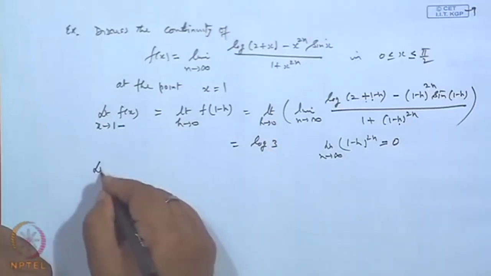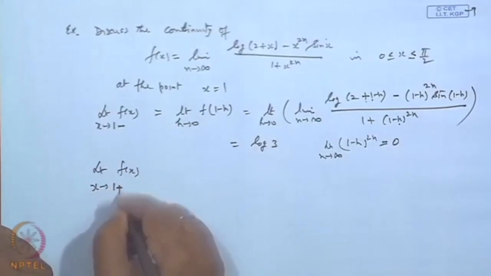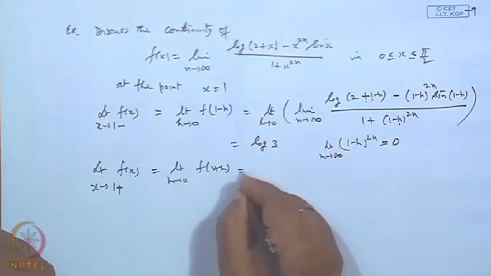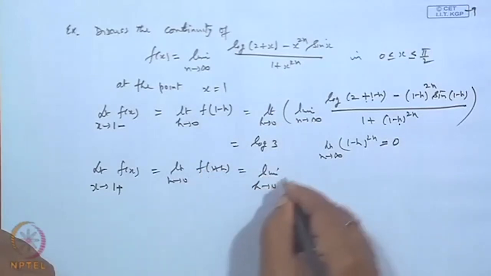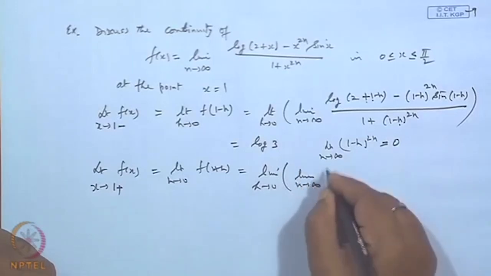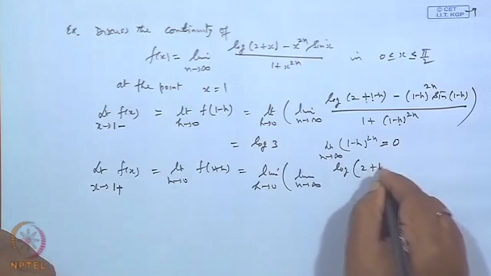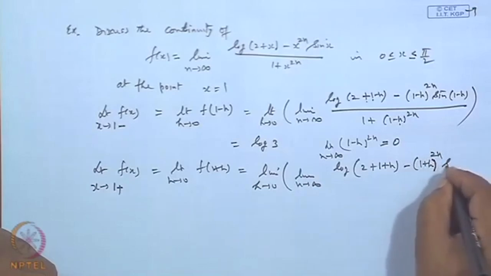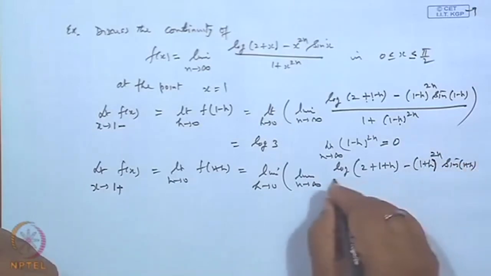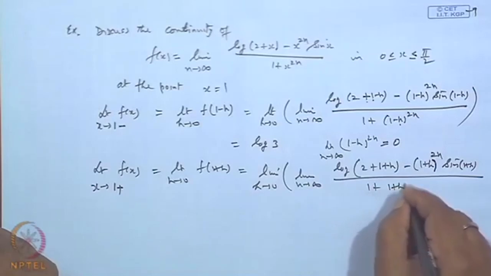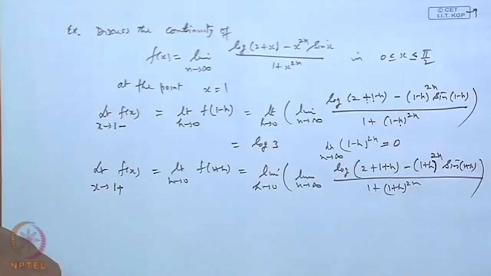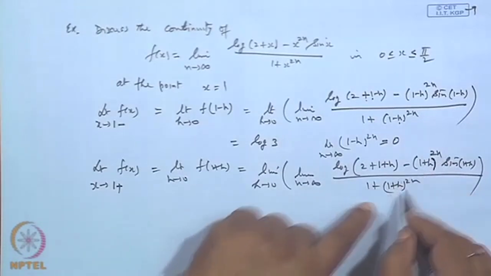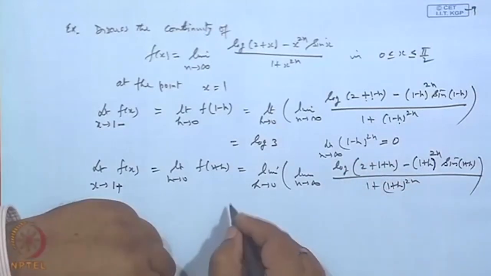Now, when you take the limit of the function f(x) when x tends to 1 plus, this is the same as limit h tends to 0 of f(1 + h), which is limit h tends to 0, limit n tends to infinity of log of (2 + (1 + h) − (1 + h)^(2n) sin(1 + h)) divided by (1 + h)^(2n). So if we look at that limit, now you see when n tends to infinity, what happens to this? This part goes to 0.